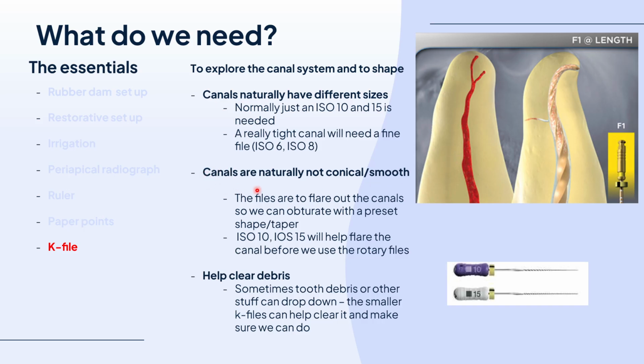So we've touched on this. Canals are not naturally smooth, so the files are used to flare out the canals. Yeah, that's a good word. So that we can obturate with a preset shape or taper, which is our different sizes, F1, F2, F3. You need to be able to put a size 15. Again, this varies dentist to dentist, but you need to be able to put a 15 before you start using your rotary files, which we'll get onto later.